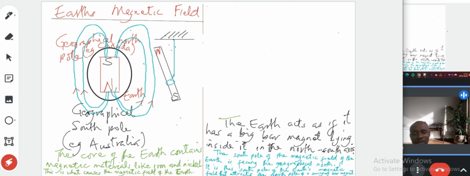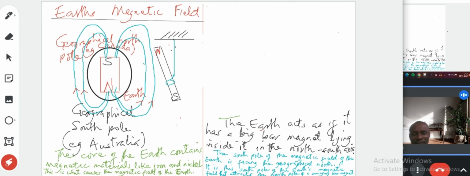Then when you come to the southern hemisphere, that's where you have countries like Australia, South Africa, New Zealand, South America, and so on. You know, West Africa is around the equator. That's at the center of the earth.